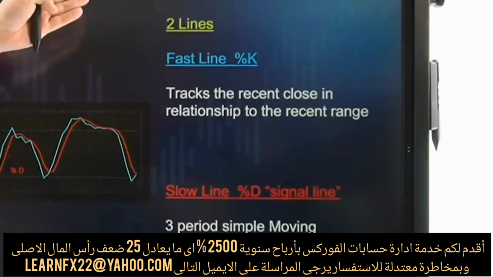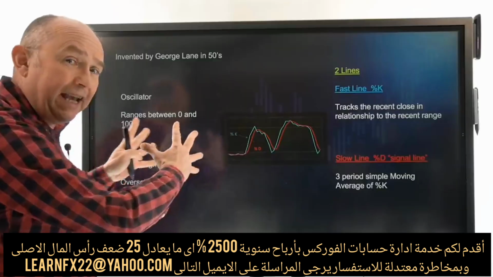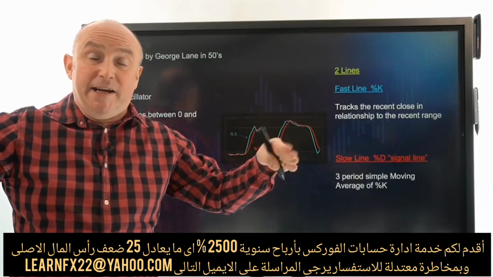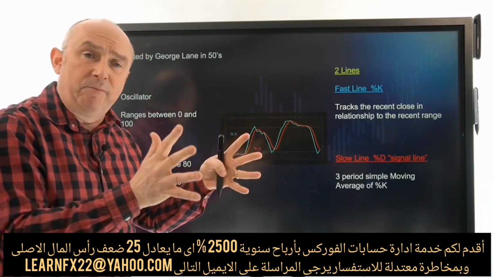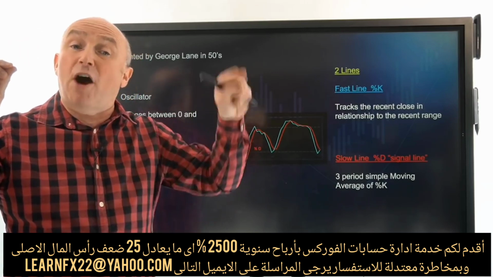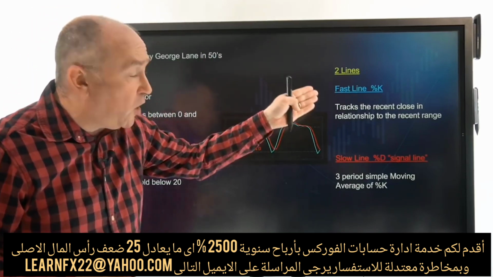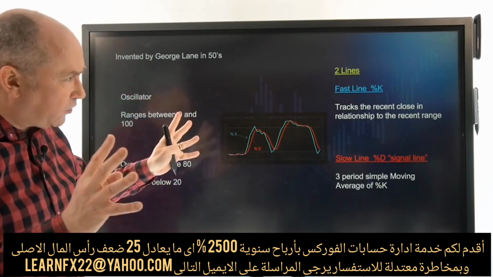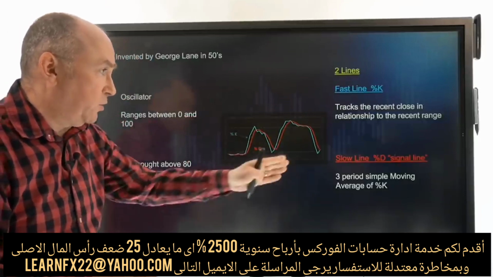You've got a fast line, which tracks the recent close in relationship to the recent range. So it's looking at the recent close compared to where the range has been over a predetermined amount. The default is, I think, 14 periods look back. So it's looking at the close relative to where the price has been over the last 14 periods. That's the fast line, known as the percentage K line. Bit technical, I know. Don't get too bogged down by it. The fast K line is the relationship of the close to the recent range.